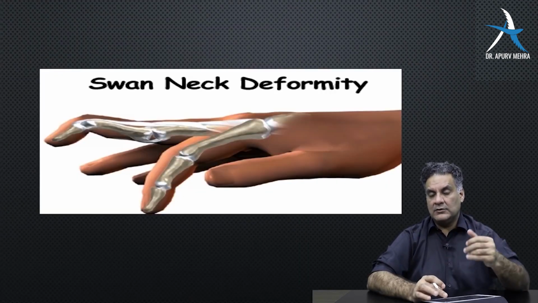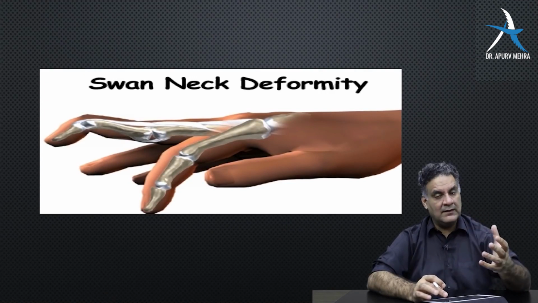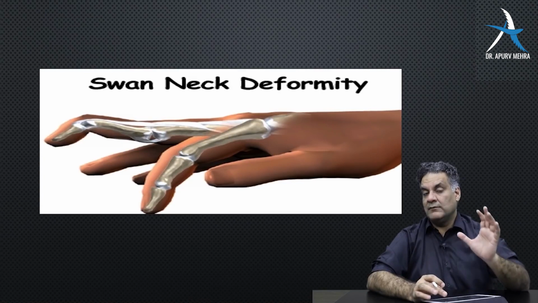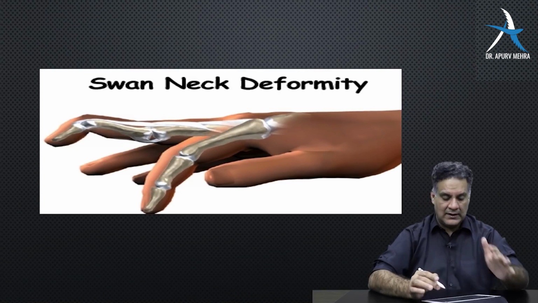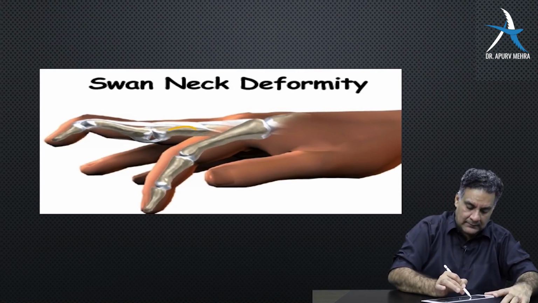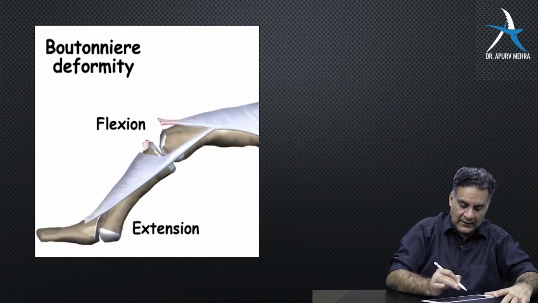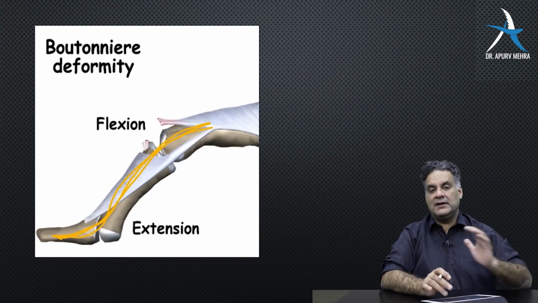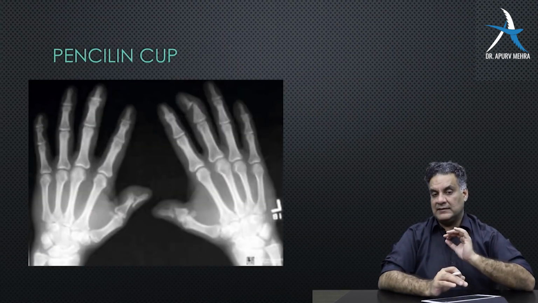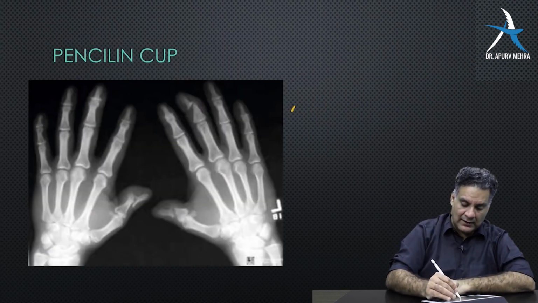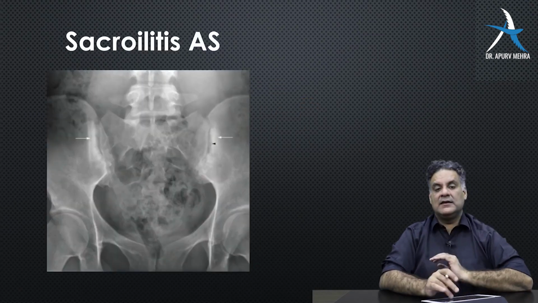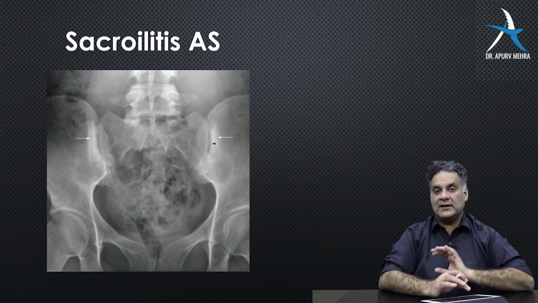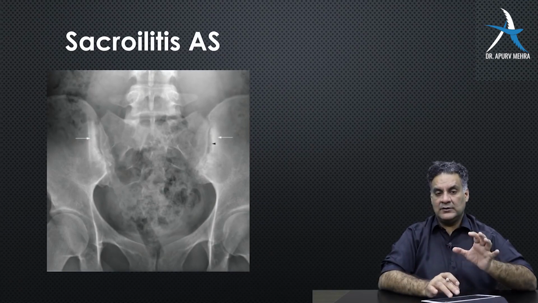For RA, you have deformity in the fingers. A middle-aged or young female with bilateral hand pain and morning stiffness is RA. You can have a swan neck deformity in RA, or you can have a boutonniere deformity. Swan neck or boutonniere deformity are features of RA. You can have pencil-in-cup deformity, where you have a cup along with a pencil, seen in psoriasis, or you can have sacroiliitis, seen in ankylosing spondylitis.